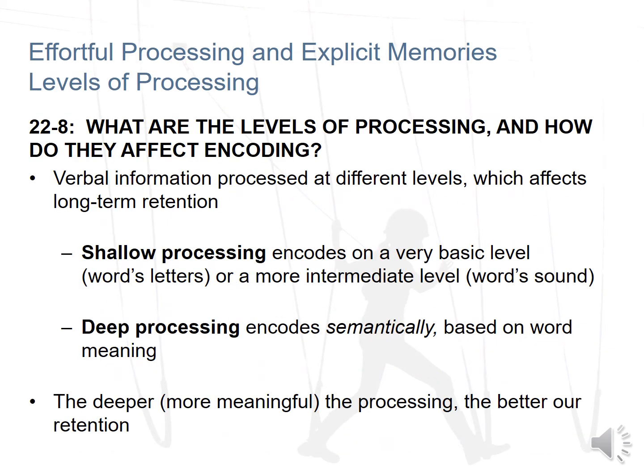What are the levels of processing and how do they affect encoding? Verbal information is processed at different levels, which affects our long-term retention. Shallow processing encodes on a very basic level, such as the word's letters, or a more intermediate level, the word's sound. Deep processing encodes semantically, based on word meaning. The deeper and more meaningful the processing, the better our retention.